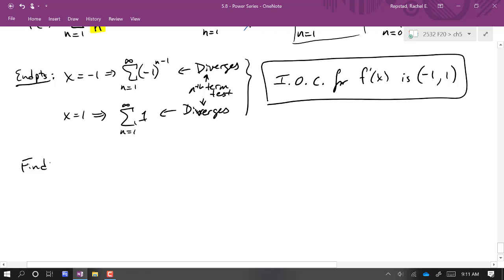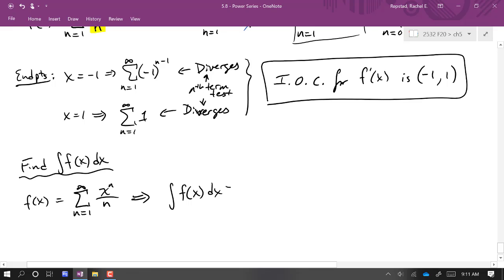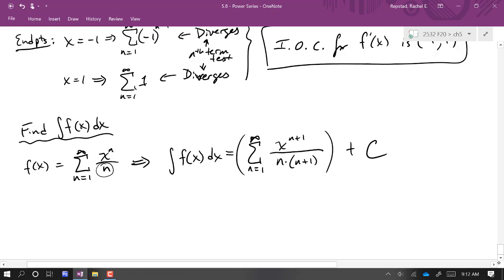Let's try the integral. So let's find the series for the integral of f dx. Our series for f of x is x to the n over n. So the integral of f is going to be this series. If I integrate each term, then we have x to the n plus 1 over n plus 1. Notice I still have this factor of n down there, so I've got to bring that with us. It's this, and then of course plus some constant. So let's see what this series does at the endpoints.